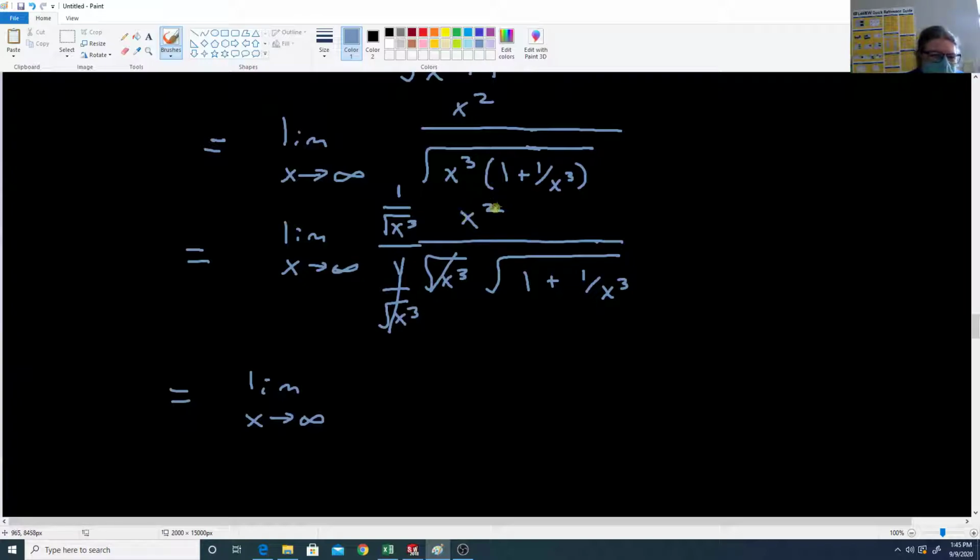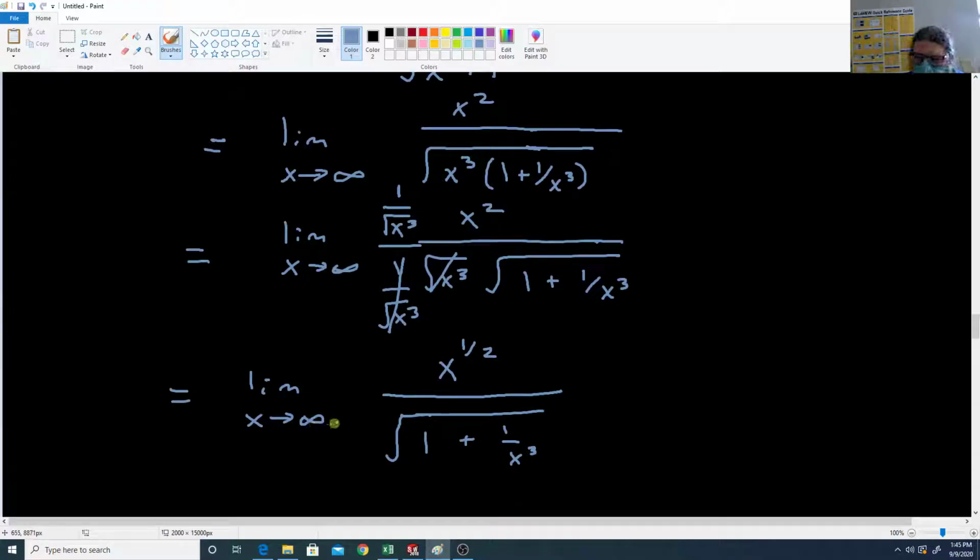This would be x to the second power up top. This is the 3/2 power down there. 3/2 power is 1.5, so you have 2 x's up top and 1.5 x's down here. 2 minus 1.5 is 0.5. So we have x to the 1/2 power left over up top, and then down below we have the square root of 1 plus 1 over x cubed.